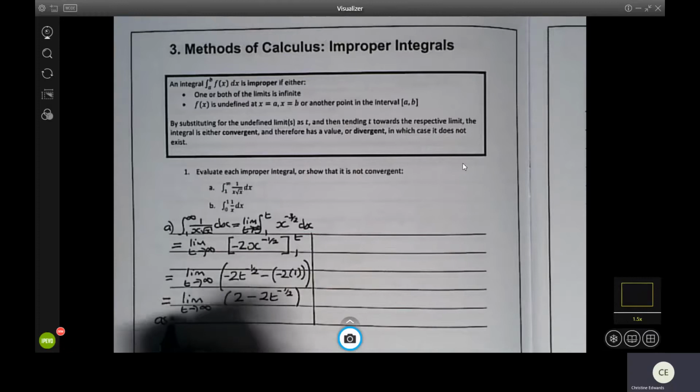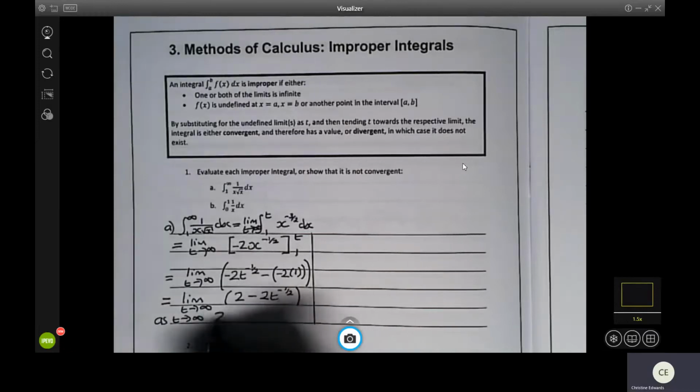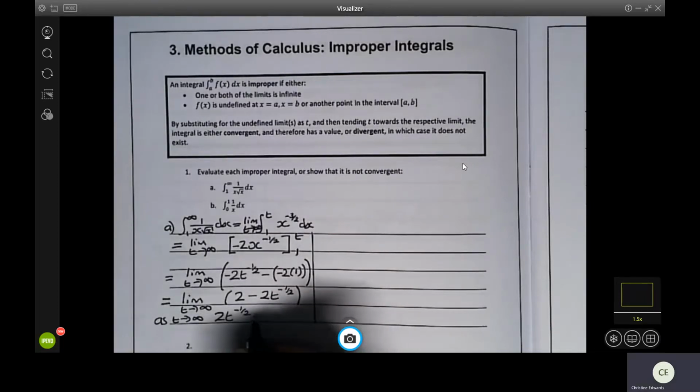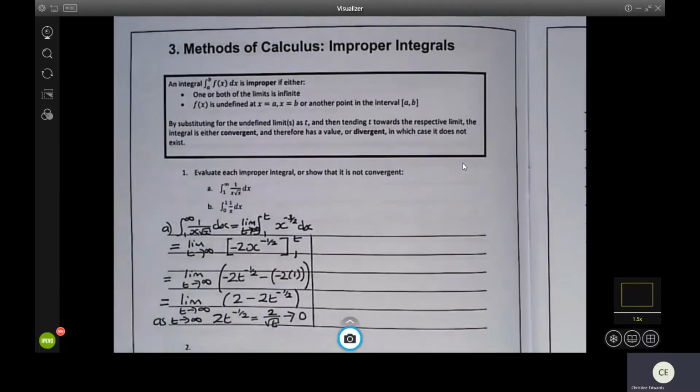Now let's consider what happens as t tends to infinity. 2t to the minus a half we can write as 2 over root t, can't we? And what's going to happen to that? That's going to tend to 0 as t tends to infinity.